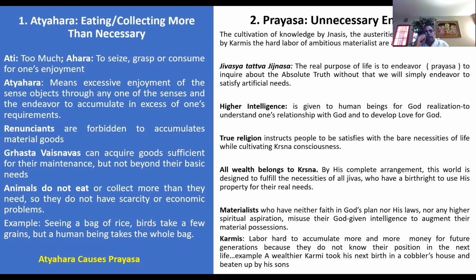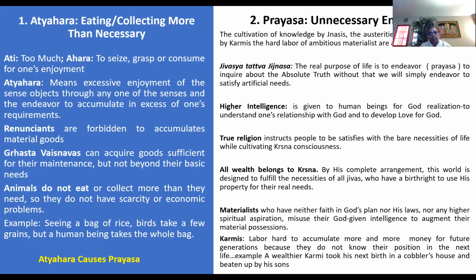So on one side, there is the example of renunciants who are completely renounced. On the other hand, there are examples of people who are over-endeavoring and accumulating more than what they need. But there is also an example given here in reference to animals. Animals do not eat or collect more than they need, so they do not have scarcity or economic problems. Example, seeing a bag of rice.